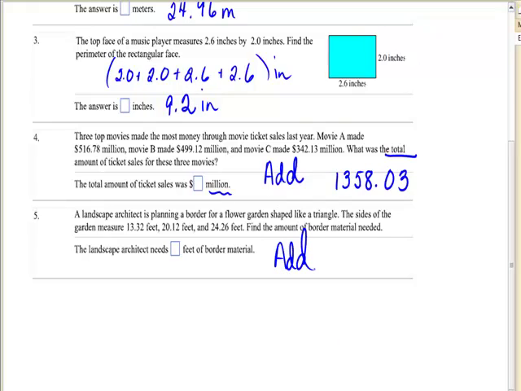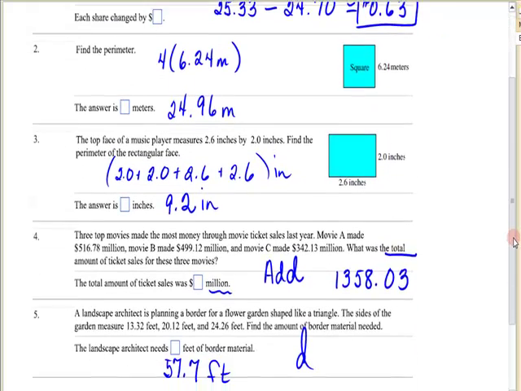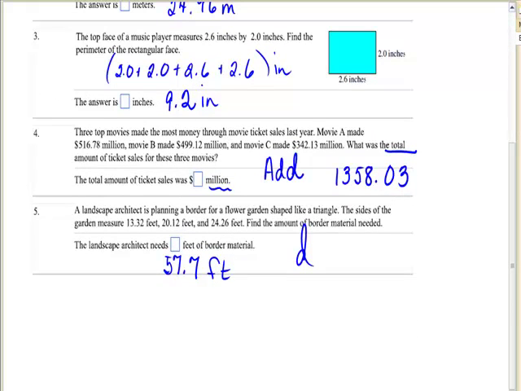So I've got 13.32 plus 20.12 plus 24.26, and I am getting that the total material is 57.7. It will be feet, but that's included in the answer statement. So read your problems, realize whether you need to add, subtract, or maybe even use a shortcut of multiply on any of these.